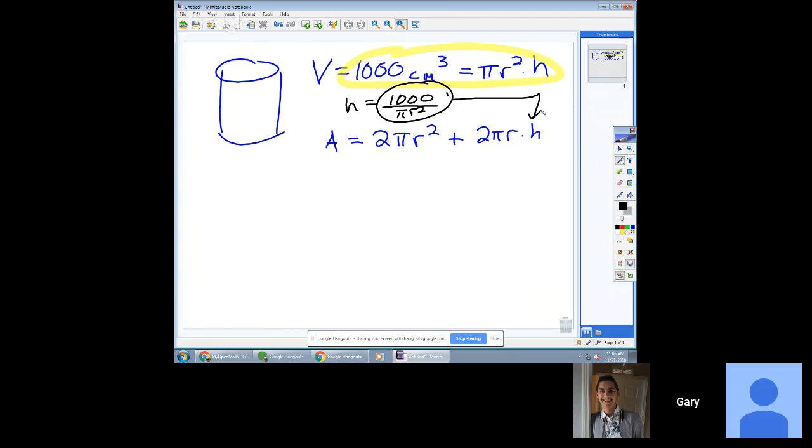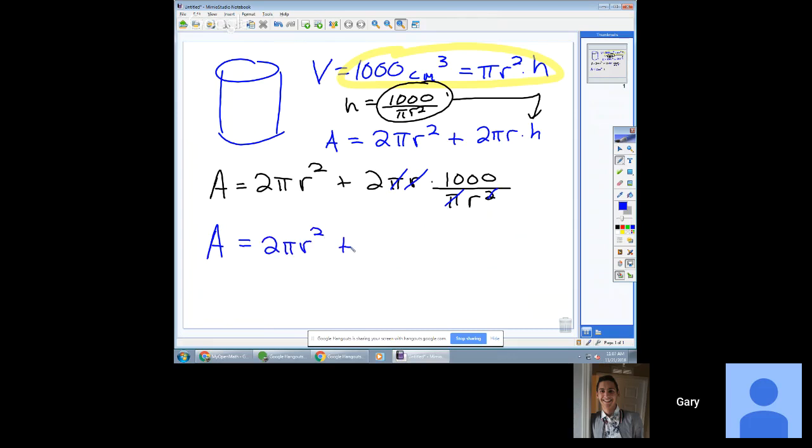So substituting that in, 2 pi r squared plus 2 pi r times 1,000 over pi r squared. Things clean up a little bit. The pi's divide out. R divides with one of those r's in the bottom. So then I get an area function in terms of r of 2 pi r squared plus 2 times 1,000 over r. And for the sake of doing a derivative, I think we'd be better off writing that as r to the negative 1.